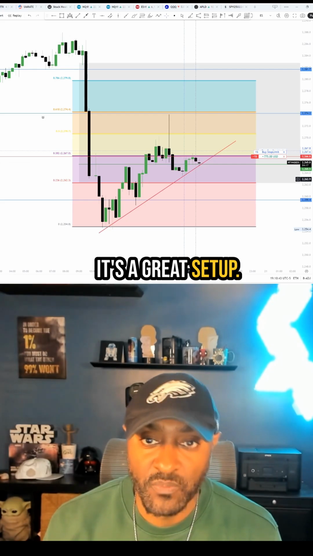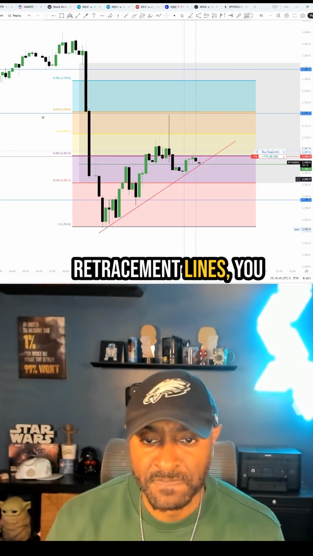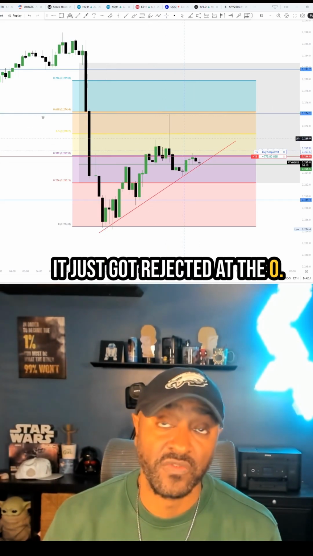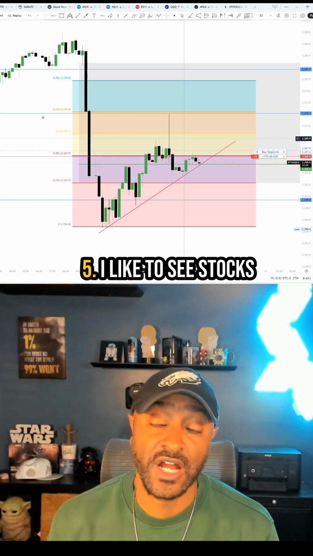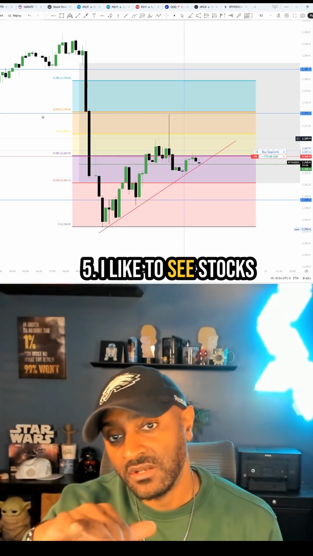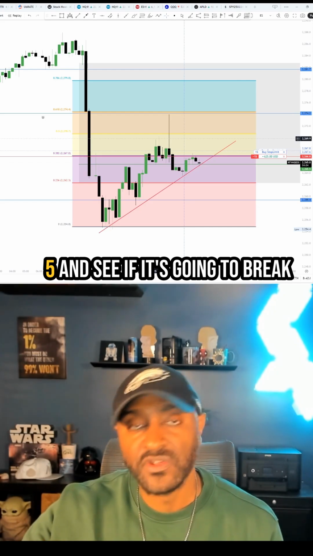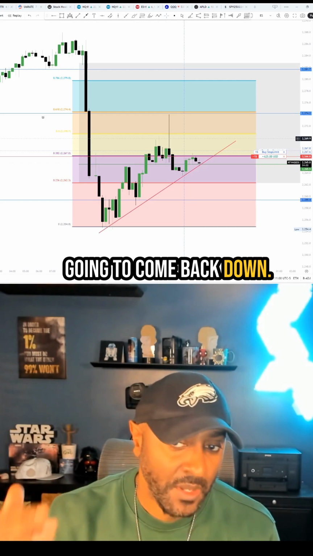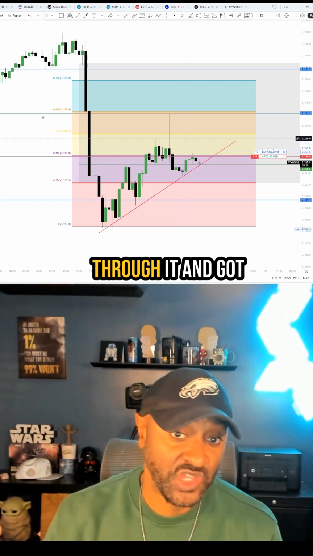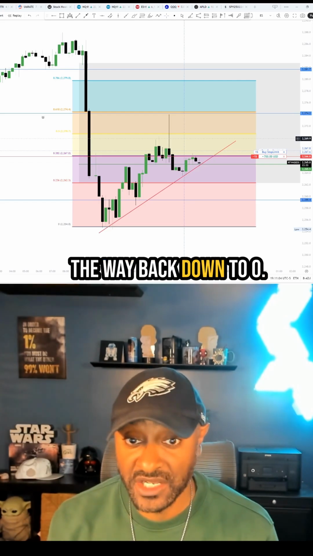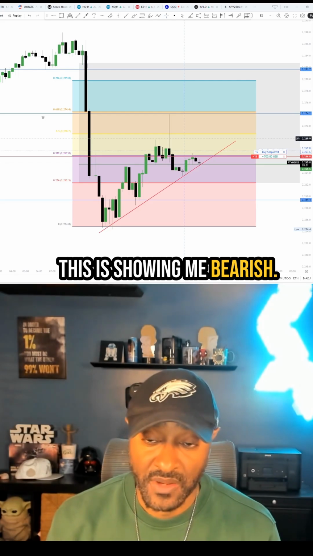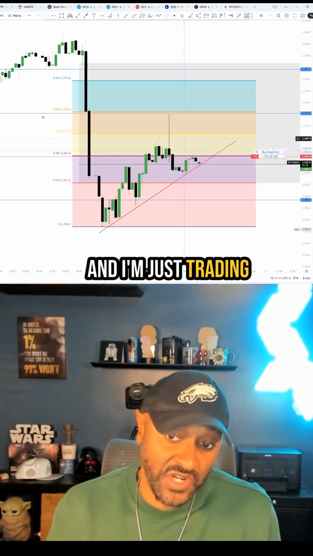It's a great setup if you're using Fibonacci retracement lines. You come to the 382, the 0.5. It just got rejected at the 0.5. I like to watch the 0.5. I like to see stocks retrace back into 0.5 and see if it's going to break above, confirm that, or if it's going to come back down. But this one got completely rejected. It went straight through and got rejected from the 618 all the way back down to 0.5. And now we're trading below the 382s. This is showing me bearish intent, and I'm just trading off that intent.